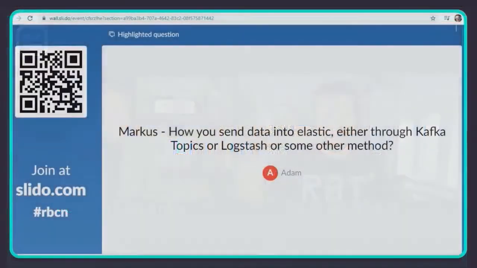Absolutely. Next question is from Adam, and Adam wants to know, how do you send data into Elastic, either through Kafka topics or Logstash or some other method? We use a robot listener, and it's a really basic one, and it simply sends a dictionary to a TCP socket from Logstash. And then it gets imported somehow magically into Elasticsearch and visualized in Kibana. But I don't know about this. I know about the listener stuff.